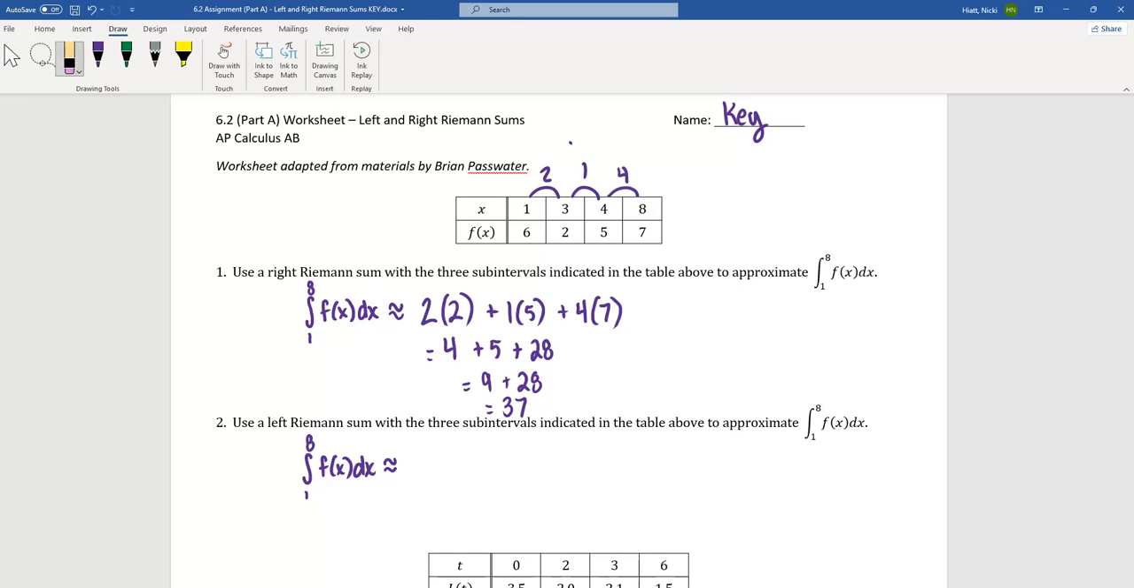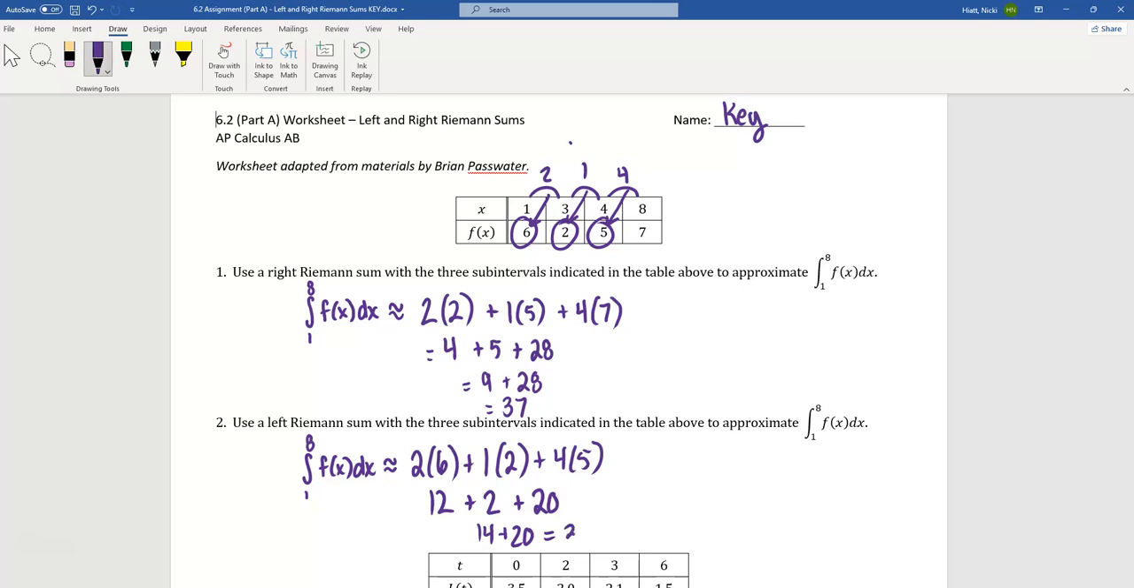We're going to use the left numbers, right? So instead of using 2 for this first step, now we want to use this one, 6. Here we want to use this one, 2. Here we want to use this one, 5 for that. So I would have 2 times 6 plus 1 times 2 plus 4 times 5. So I got 12 plus 2 plus 20. So 14 plus 20 is going to give me 34 for that.